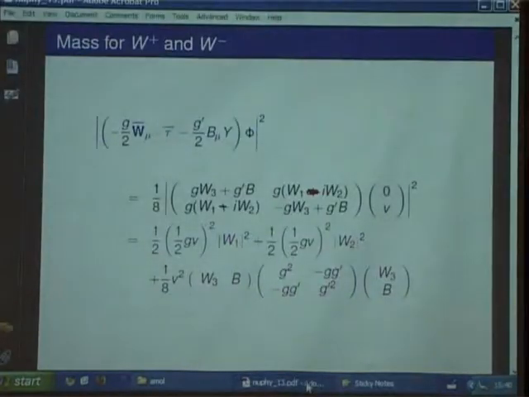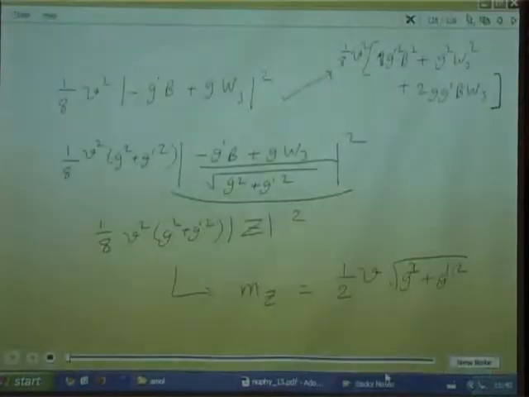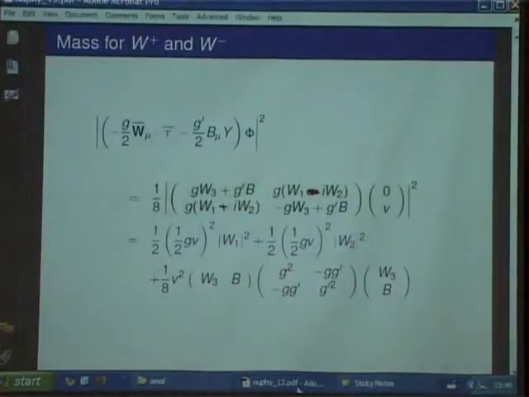So then we can write them as a matrix. So W3 times G square plus B times G prime square, and these two are the cross terms. Minus G G prime, minus G G prime. So actually W3 and B mix.